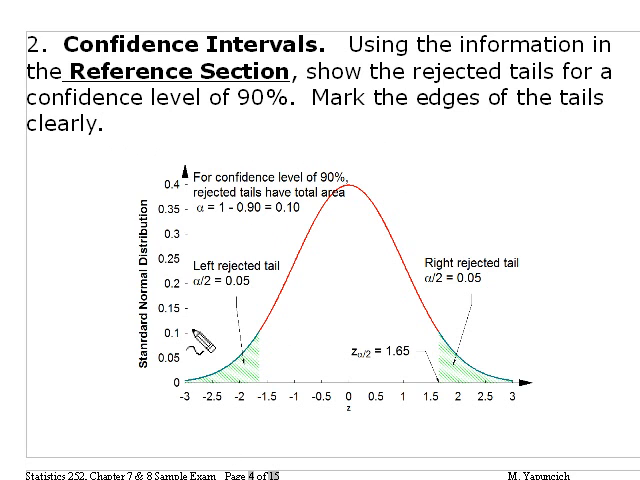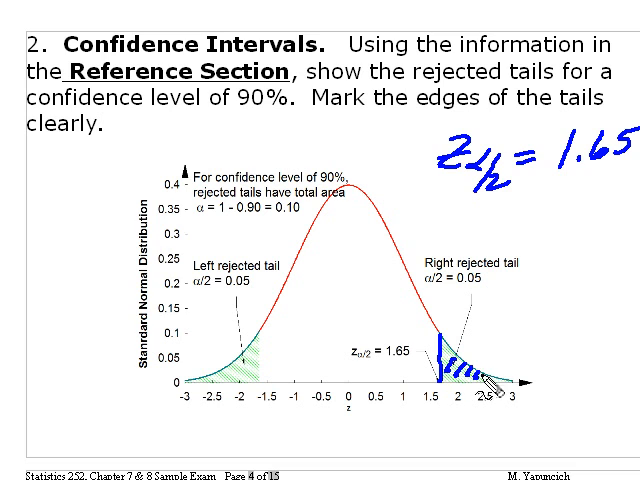So for this problem, you will have a graph, a bell-shaped curve rather, with nothing on it, and you have to fill it in. In this case, we found that the z alpha over 2 was 1.65. So we have marked that right here, 1.65 approximately, of course, and here would be the tail that would be rejected on the right. There's also a z alpha over 2 equal to negative 1.65. That's right here, and this is the rejected tail on the left. And that's what's required for this.